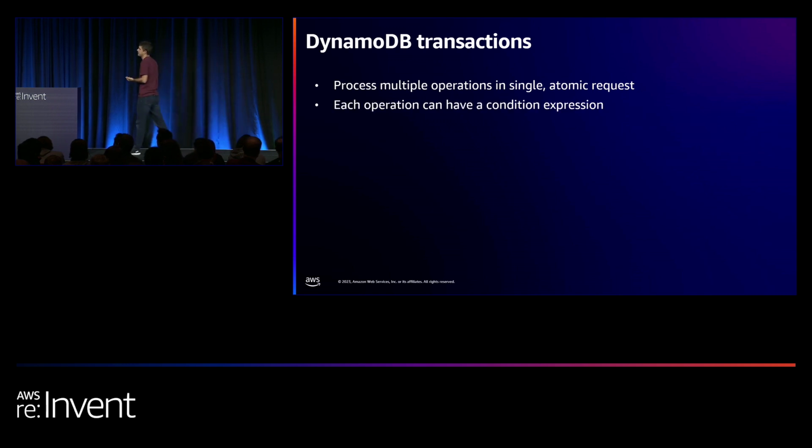A great thing about this is each operation can have a condition expression. So if you're booking a flight that has 3 different legs in it, and one of those fails, it's going to roll that whole thing back and reject it for you, and you're not going to book 3 of those legs but not the 4th one.